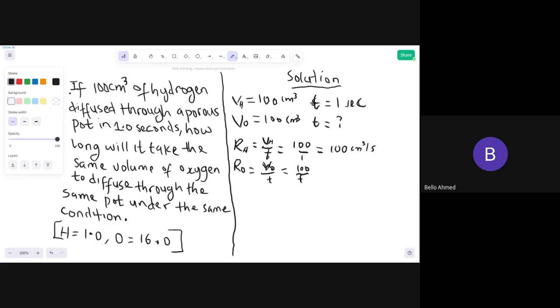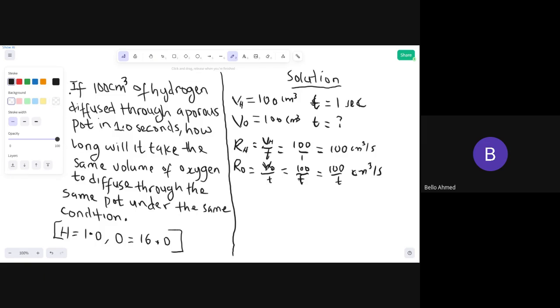Why am I not substituting a value for T? Because we don't have the value for T. The question didn't give us the value. So I'm going to have 100 divided by T, then cm cube per second. This is what we are going to have. Now we have the rate of diffusion.